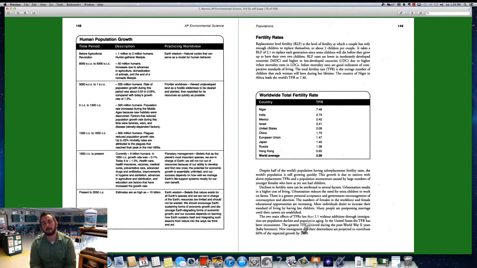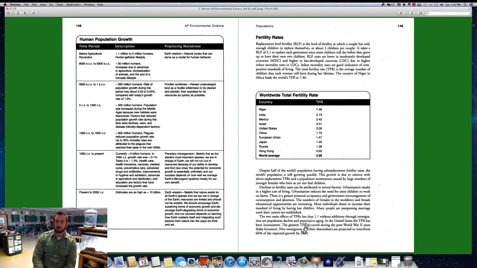And now we have what we call a planetary management view, which believes that the planet is... that we are the most important species on the planet. We are in charge of the earth. We will not run out of resources because of our ability to develop and find new ones. And the potential for economic growth is essentially unlimited, and our success depends on how well we manage Earth's life support system, mostly for our own benefit, not for everybody else's.